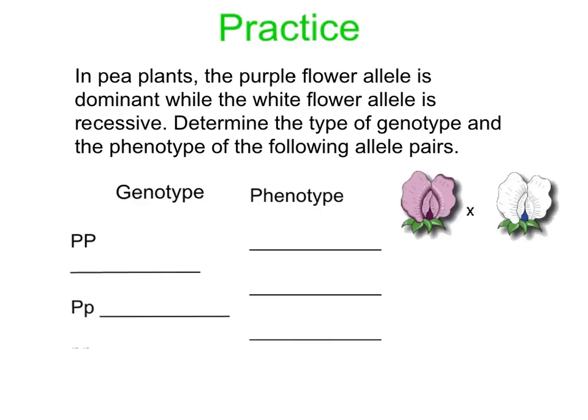So here's a practice problem. In pea plants, the purple flower allele is dominant, while the white flower allele is recessive. Determine the type of genotype, which means, for example, you should say, is it homozygous recessive, homozygous dominant, heterozygous, and then determine the phenotype for the following allele pairs. Pause the video and answer the problem.